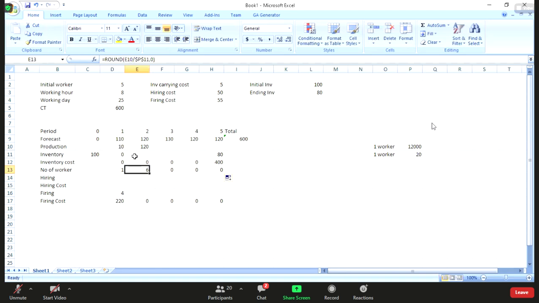Okay, student asks: the inventory, how to calculate? Same, you can use the same formula: the previous inventory plus the production. Just look at our logic. Previously we have 0 units. Now we produce 120 units, and after that we subtract the requirement, which is 120. Like that. So we can copy. It's still negative because there is still no production target.